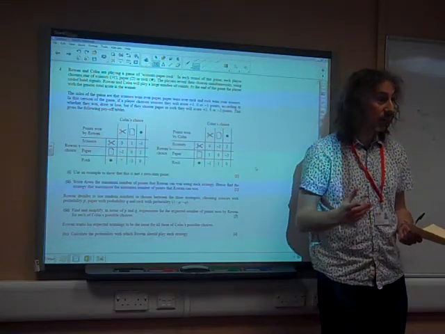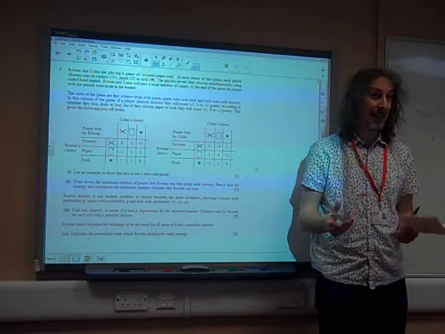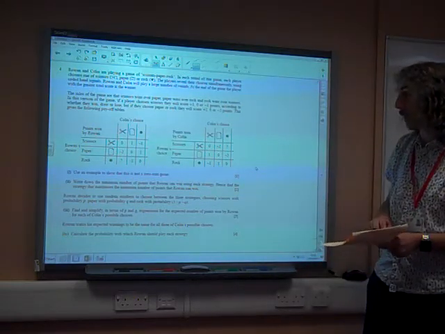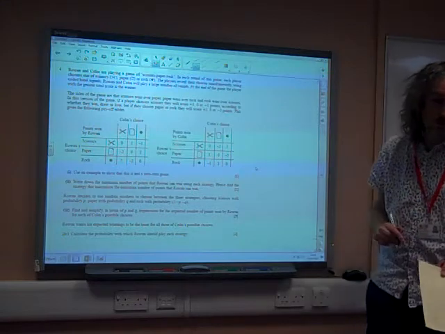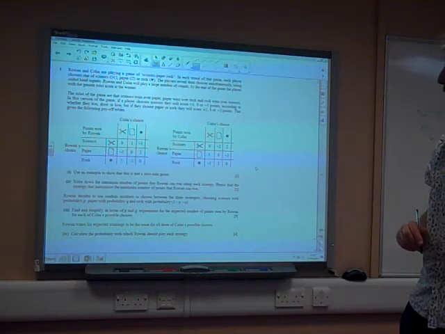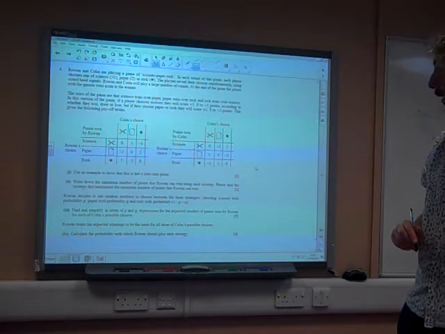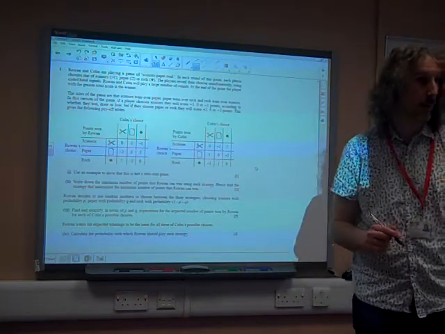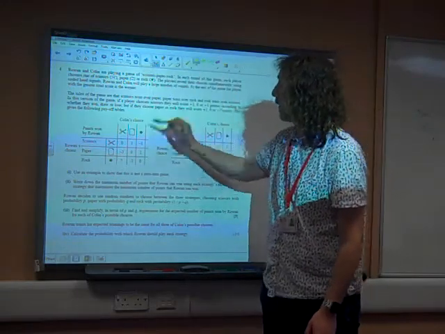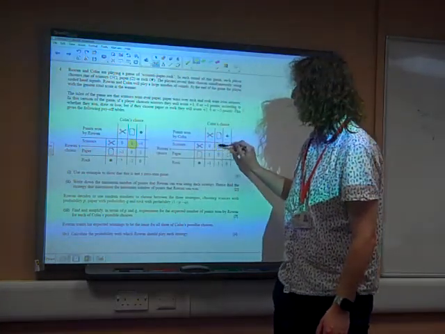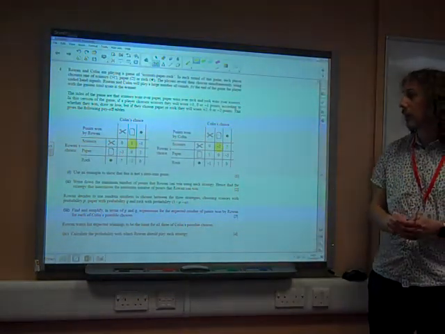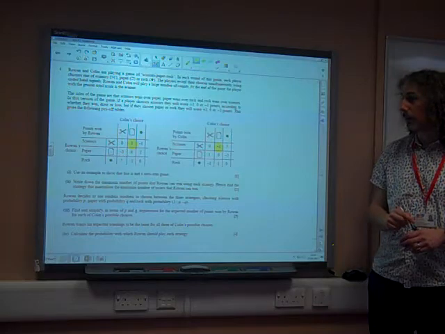So we just need an example where they are getting different scores in the two tables. There are a number of examples in the table. The one that I spotted, which I think quite a few of you did as well, was Rowan choosing scissors and Colin choosing paper. That option there.